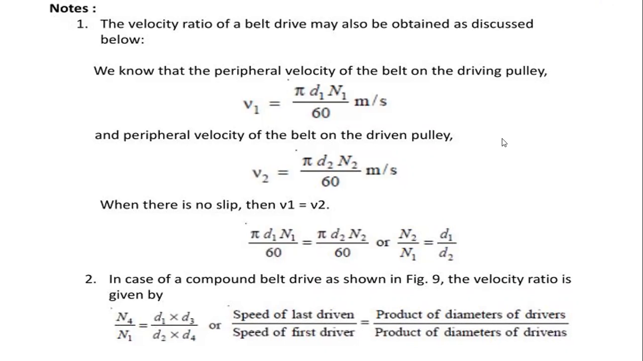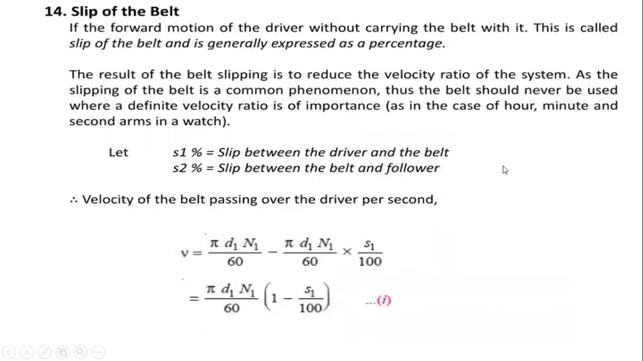Next we have to take the slip of the belt. We go to the next topic, that is slip of the belt. So what is meant by the slip in the belt drive section? That is the forward motion of the driver without carrying the belt with it, it is called as the slip of the belt, and is generally expressed as a percentage. That is the looseness in the belt is called as the slip of the belt.